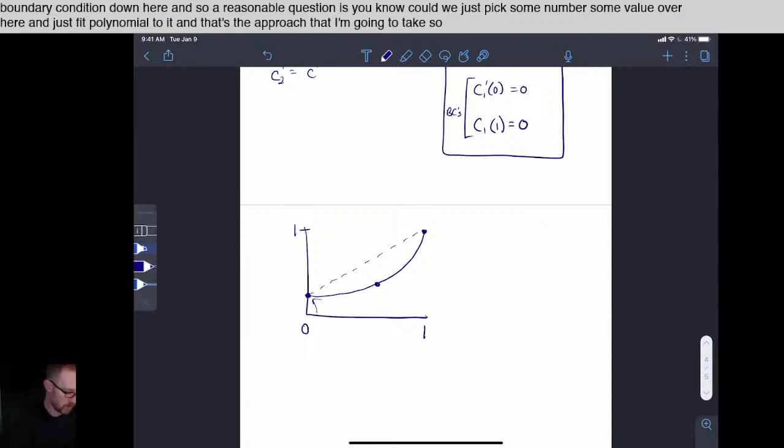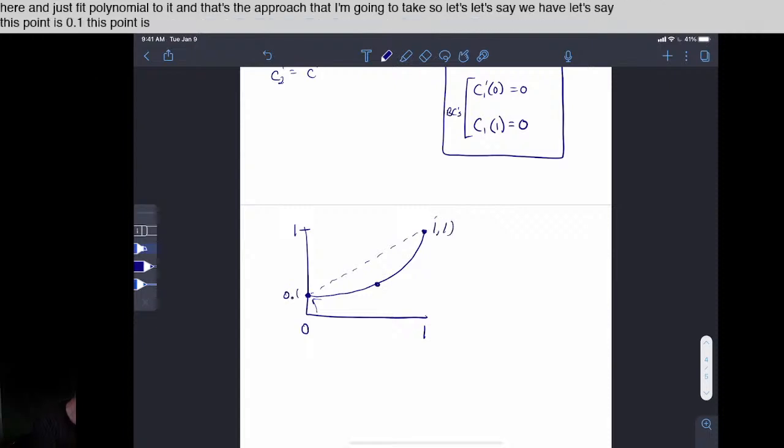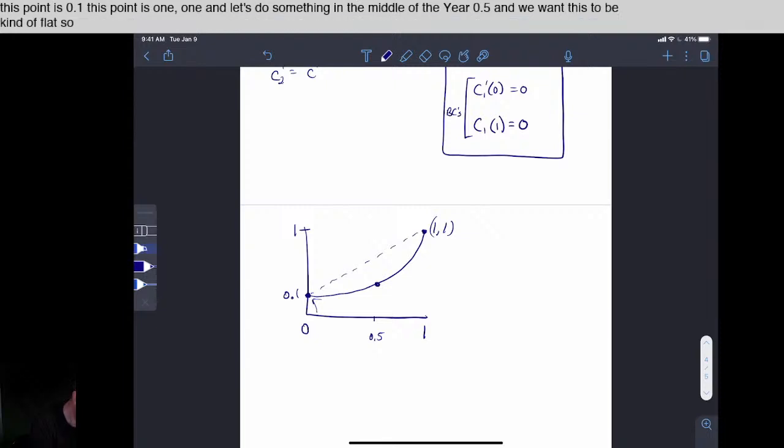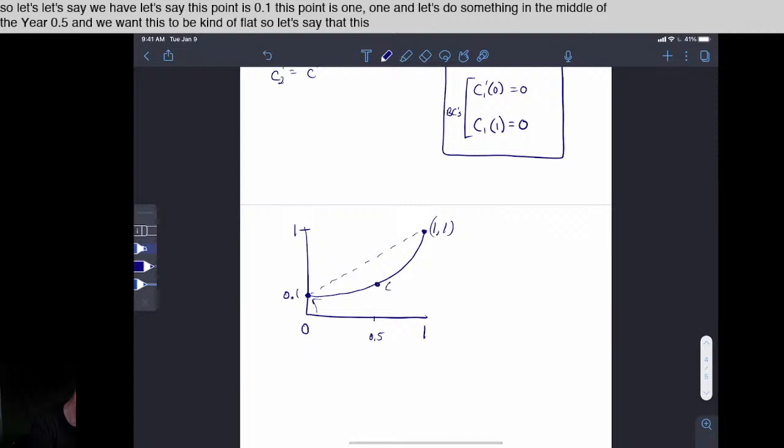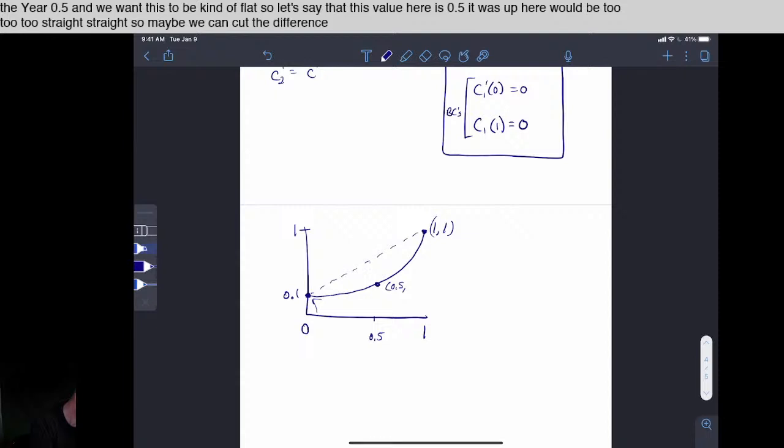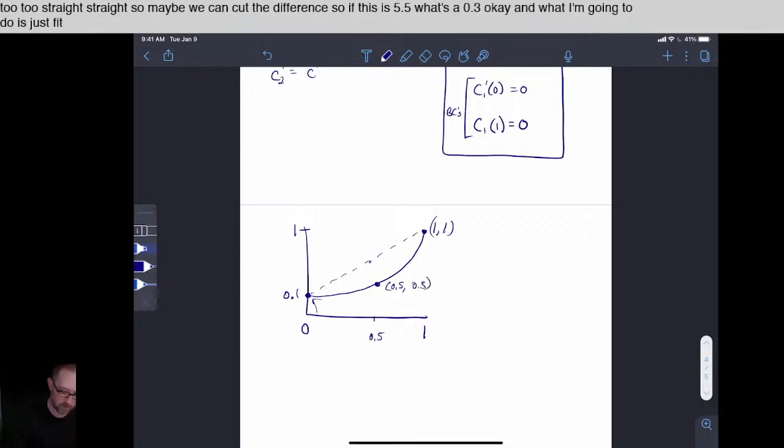So let's say this point is 0.1, this point is 1, and let's do something in the middle here, 0.5, and we want this to be kind of flat, so let's say that this value here is 0.5. If it was up here, it would be a straight line, so maybe we can cut the difference. So if this is 0.5, let's say 0.3. Okay, and what I'm going to do is just fit a quadratic polynomial through that, and then we'll see how it looks.